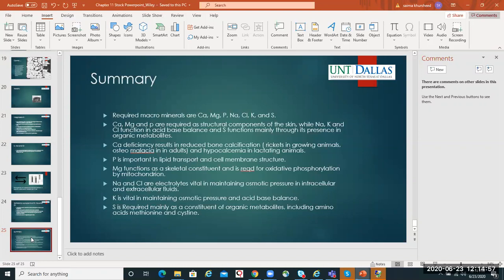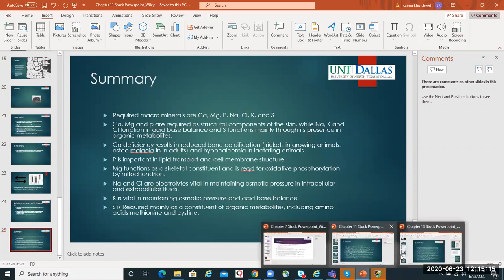Interactions among the macrominerals, and between macrominerals and microminerals, are increasingly recognized as important in nutrition. So that was all about the macrominerals.